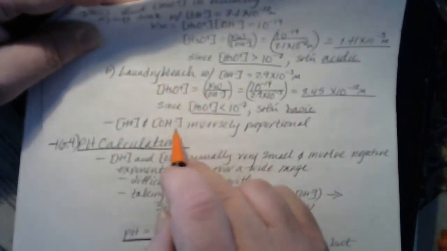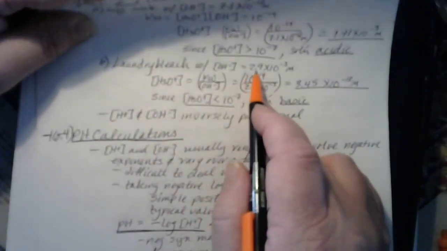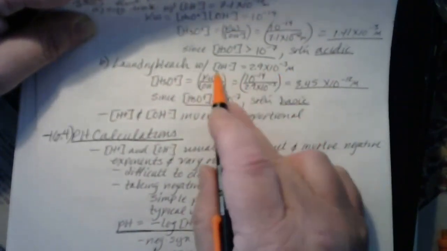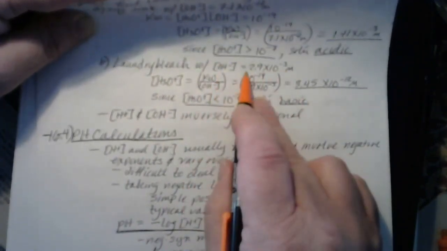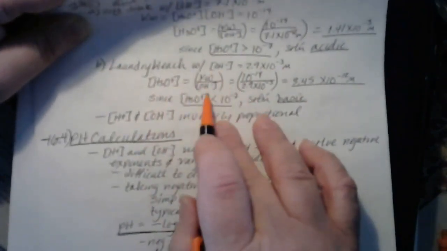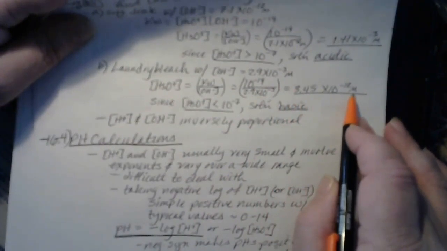Laundry bleach, on the other hand, as I mentioned, most cleaners are basic. So we're expecting this solution to be basic, but we have to prove it. The OH minus concentration is 2.9 times 10 to the minus 3. Well, right there we can tell, because the OH minus concentration is greater than 10 to the minus 7, it's basic. But we also still have to find the H3O plus concentration. That's going to be Kw divided by OH minus, which is 10 to the minus 14 divided by 2.9 times 10 to the minus 3. And that gives us 3.45 times 10 to the minus 12 for the H3O plus concentration.